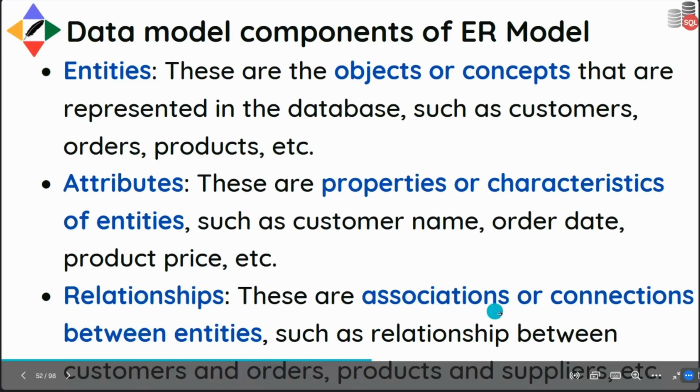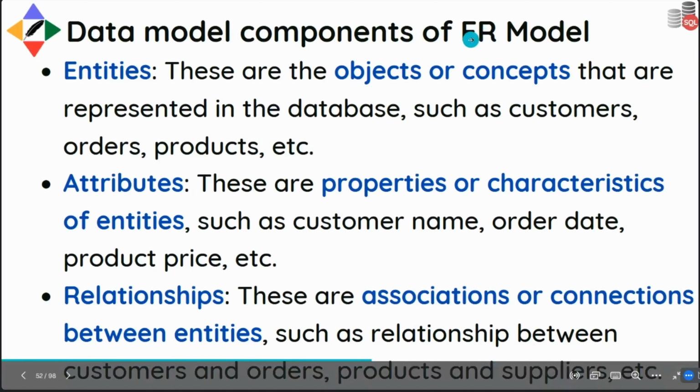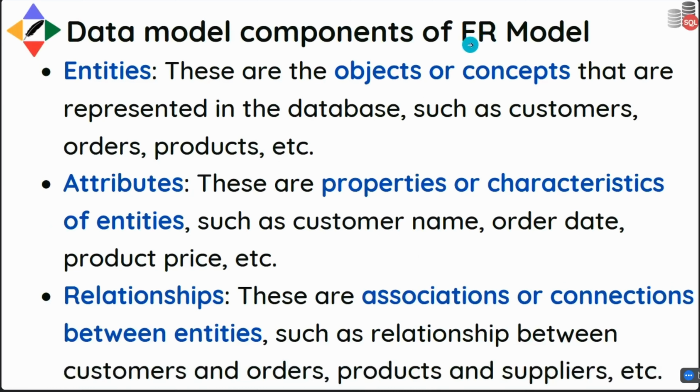All right. So the relationship between customer and orders, product and suppliers, etc., they all form a kind of relationship. That is the reason it is an ER model, an entity relationship model. Entity is an object or a concept. Entities can have properties, which are nothing but attributes, and the relationship is the association or the connection that exists between the multiple entities.